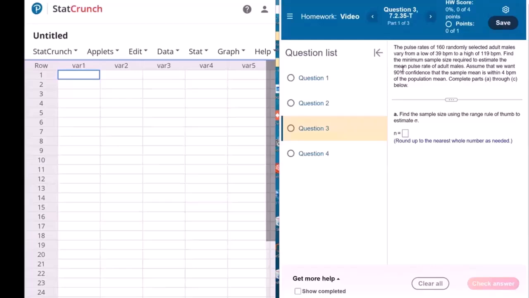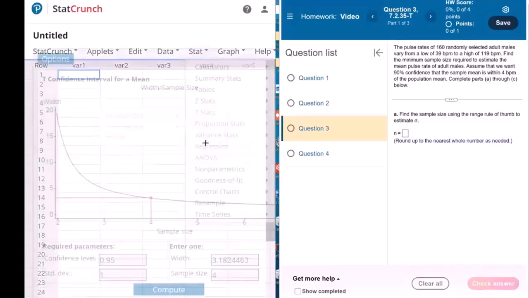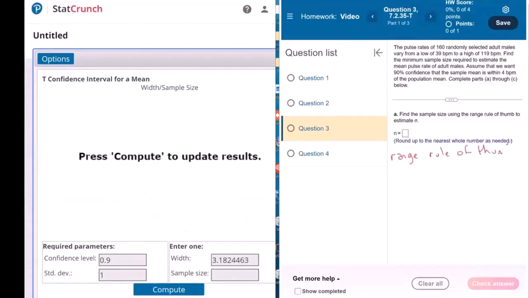First, do we use Z-stat or T-stat? Do we know the population standard deviation? We don't. We're going to estimate it with a range rule of thumb. Go to T-stat, one sample, width, and sample size. We have a 90% confidence level. Our standard deviation is our range rule of thumb.